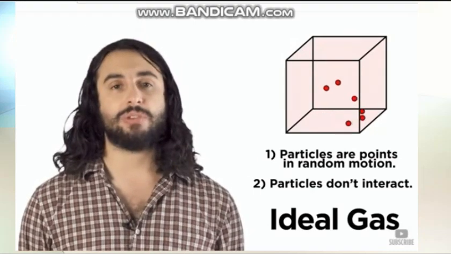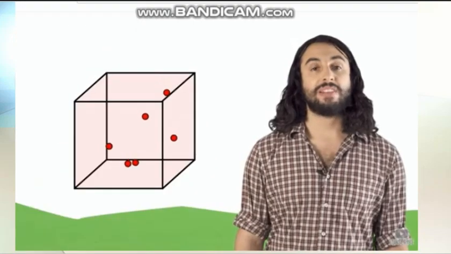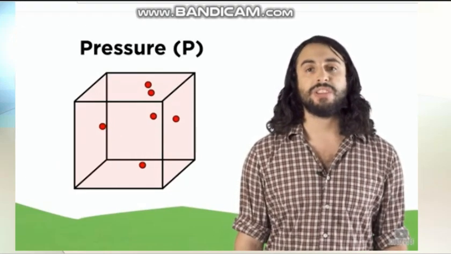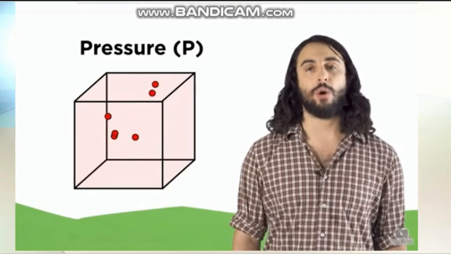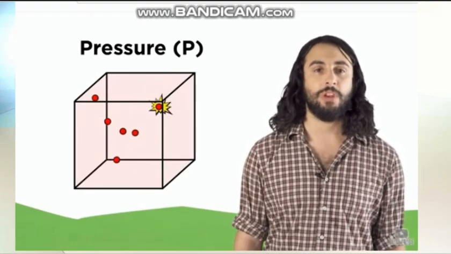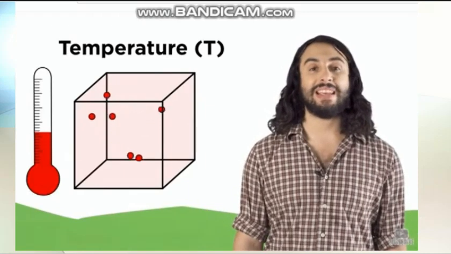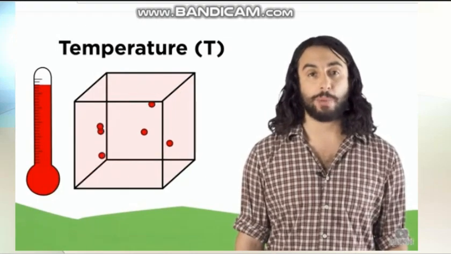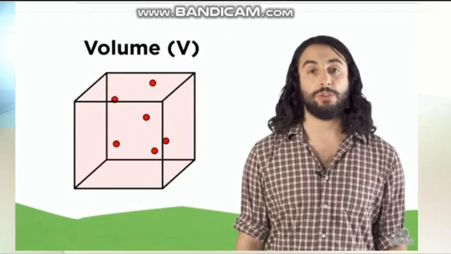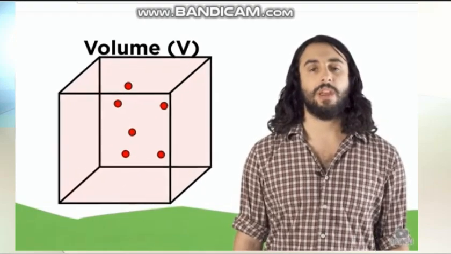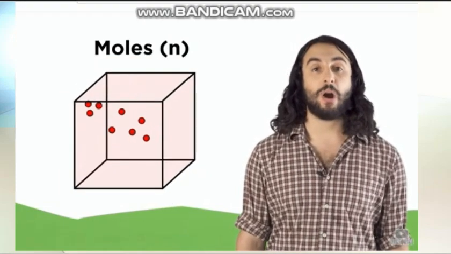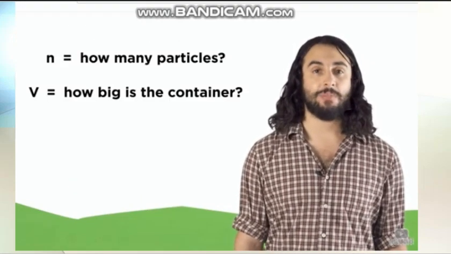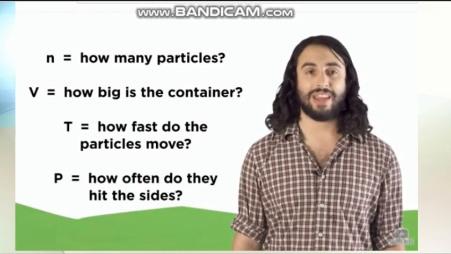So these kinds of samples are called ideal gases. When examining an ideal gas, we want to be able to discuss 4 variables. 1, pressure. This is the force the gas is exerting on its container, or rather, how much the particles are hitting the sides. 2, temperature. This is the amount of heat energy available to be transferred into kinetic energy of motion. The higher the temperature, the faster the particles move. 3, volume. How big is the container? And 4, moles. How many particles are there in the container? So, how many particles, how big is the container, how fast are the particles moving, and how often do they hit the sides?